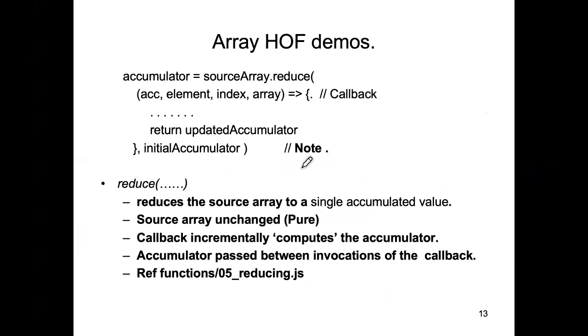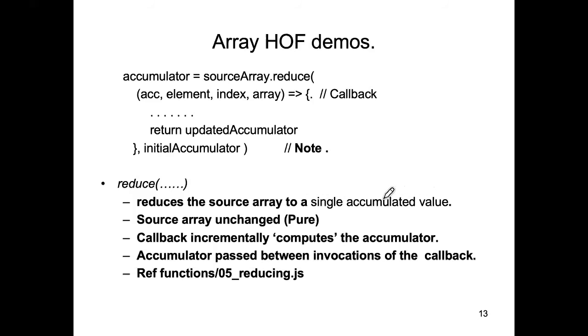Finally, we have the reduce method. It's also a higher order function, but it's a little bit trickier than the 2 that we've looked at so far. So reduce also takes a callback, and that callback is invoked once for each member of the array. Reduce takes a second argument as well. Now, the purpose of reduce is to compute some sort of accumulator associated with your source array. It reduces the source array to a single accumulator value. Again, it doesn't change the source array.